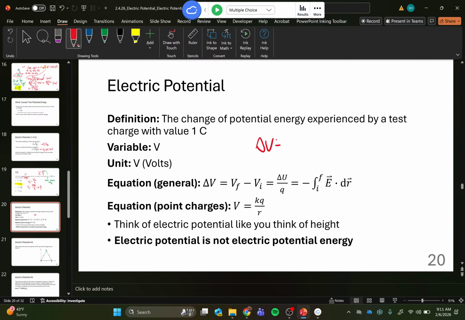Remember that delta V, I just wrote it as V before, but it's always a change, equals delta U over q. Remember that delta U was q times the integral of E dot dr. So if I divide by q, there you go. We have two expressions here. One is the voltage due to a point charge. The other is the change in voltage across an electric field. If we don't know what's causing that field, that's fine.